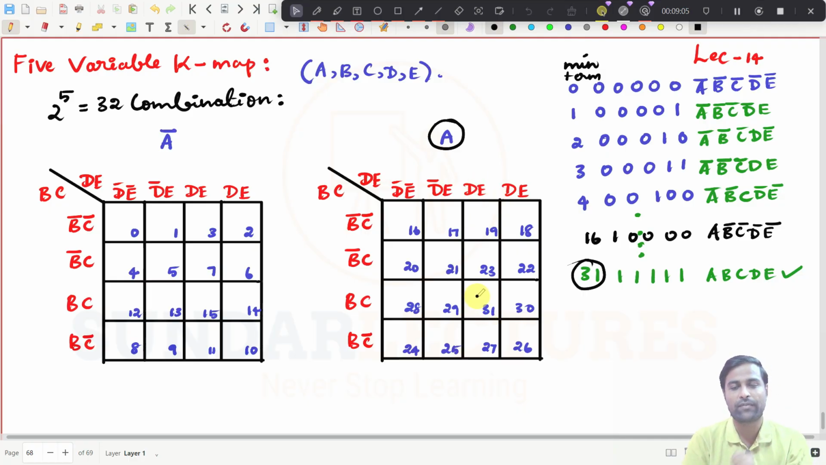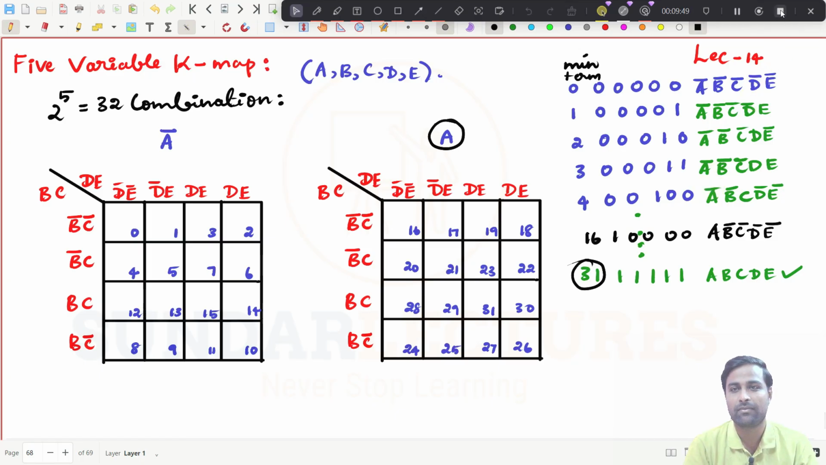So what is the thing you have to understand here? This particular K map carries the first 16 combinations, and this particular K map carries the next 16 combinations. A bar combinations will come in this one and A combinations will come in this one, right? So now we know which are the adjacent cells. Here adjacent cells will come like a stack. So 4 and 20, as well as 13 and 29, are adjacent to each other. Like that for all the cells, right? And for a single K map, this is correct.